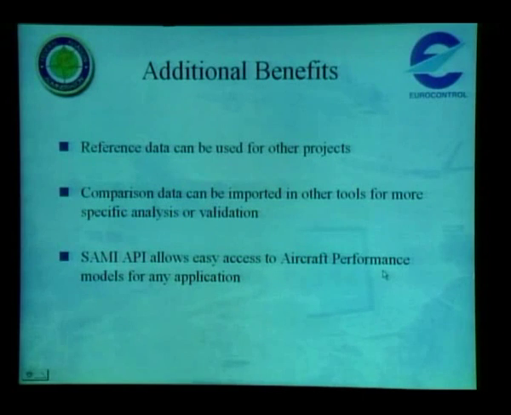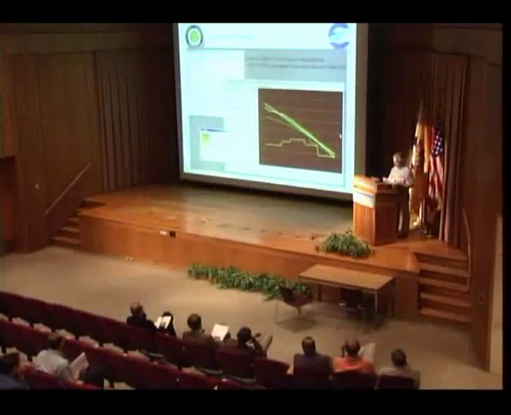So maybe just to summarize, the benefits: the reference data is put in a separate reference database, which is documented. So you can use that for other applications if IPR rules permit. The comparison database is also separate after running the comparison process, and it can be used for evaluating the results with other applications. Typically, one of the applications that Titan has been doing is using MATLAB to analyze the results of the comparison. And the SAMI API is the one which allows the connection of different aircraft performance modeling approaches to the same platform.